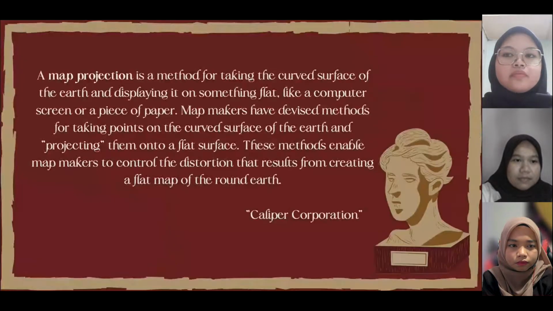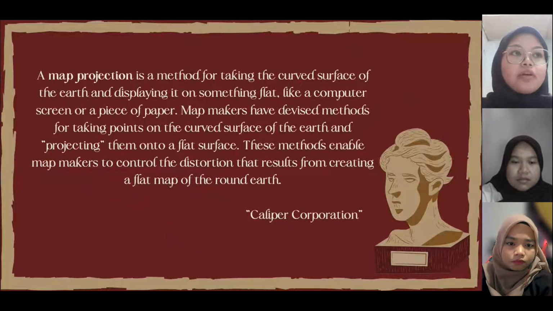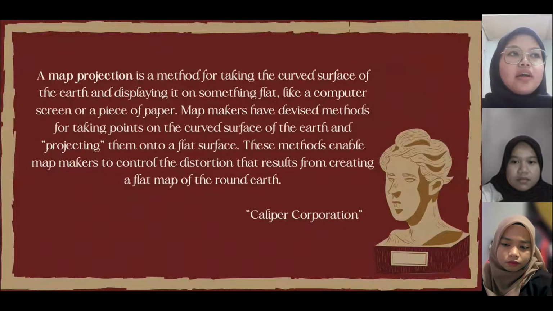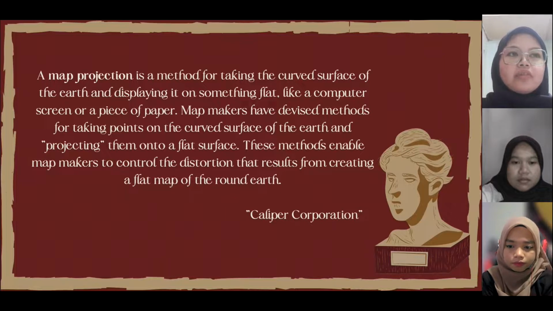Okay, introduction. A map projection is a method for taking the curved surface of the Earth and displaying it on something flat, like a computer screen or a piece of paper. Map makers have devised methods for taking points on the curved surface of the Earth and projecting them onto a flat surface. This method enables map makers to control the distortion that results from creating a flat map of the round Earth.